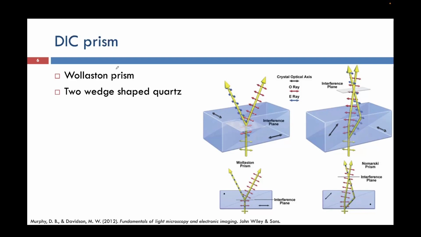Now we have talked so much about the DIC prism, that this prism is breaking one single ray into two different rays. What is happening inside the DIC prism? What is the DIC prism? As we have discussed many times, it is called the Wollaston prism. This name is also given, and it is a beam splitter, since it is splitting the beam into two different rays, that is the O ray and the E ray.